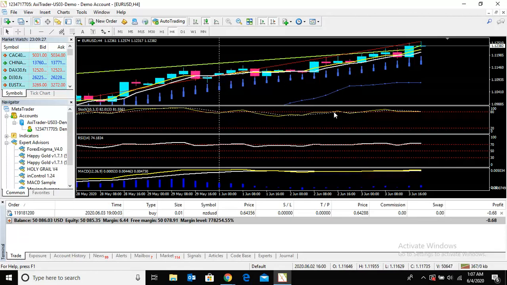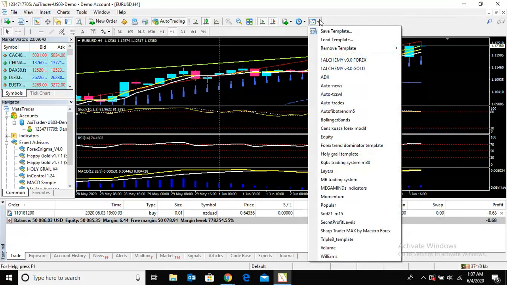This indicator and strategy is very easy to install. If you want to install, just copy the files of the indicators and paste them in the indicators list, and the template file you need to put in the template folder.